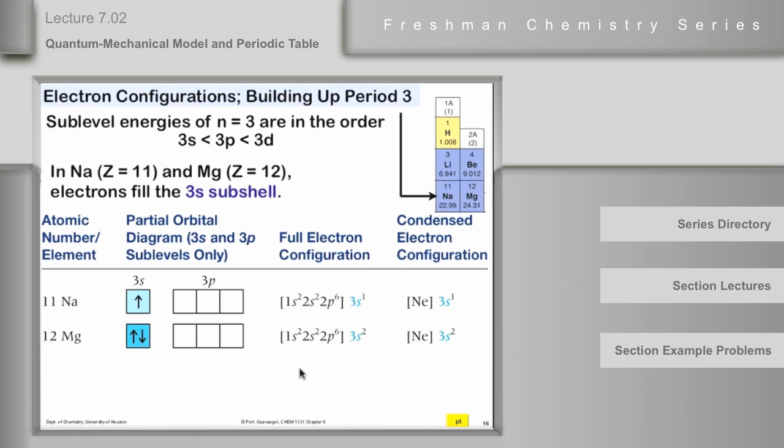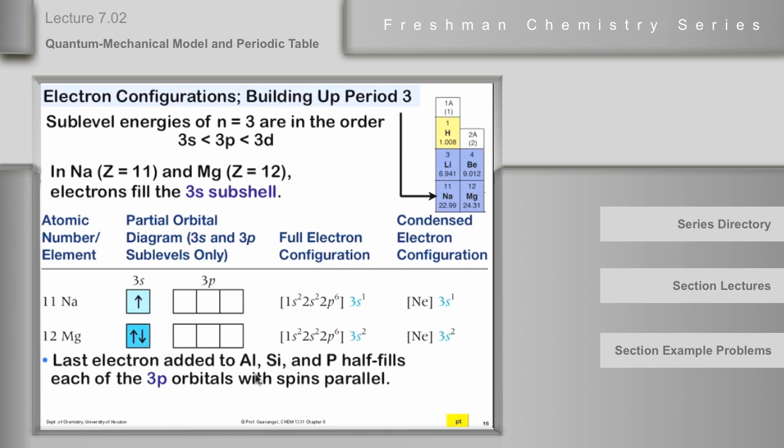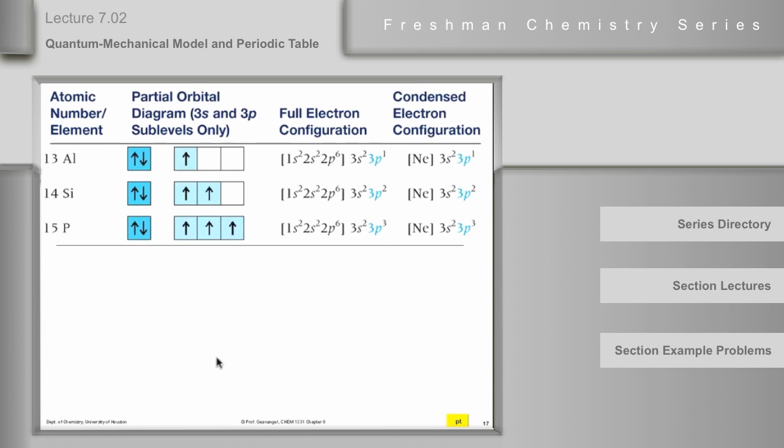Okay, are you bored yet? Okay. The last electron that's added to aluminum, silicon, and phosphorus, which are 13, 14, and 15, fill halfway the 3p subshell. And it's exactly the same as the 2p subshell. Here's what it looks like. Here's aluminum, 3s2, 3p1. And so it's spin up. According to our convention, it's spin up.